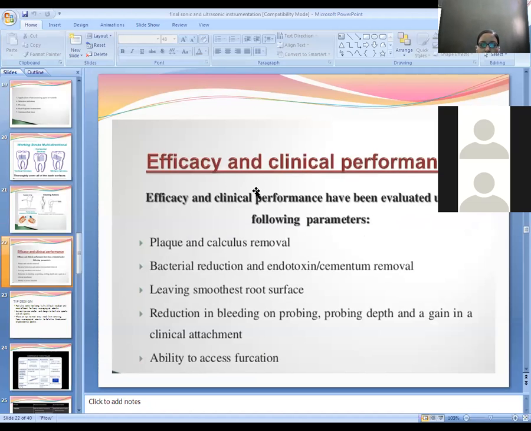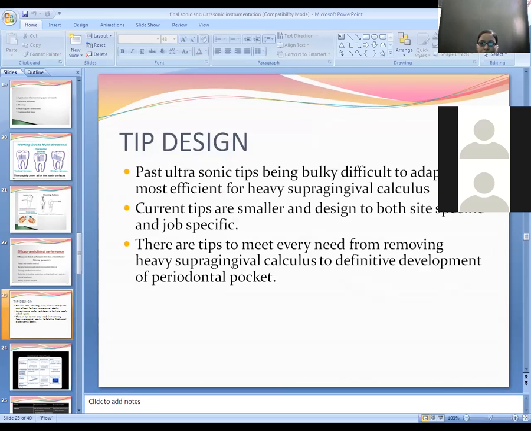Then the efficacy and the clinical performance. The efficacy and the clinical performance have been evaluated under the following parameters. The first is plaque and calculus removal, then bacterial reduction and endotoxin cementum removal, then leaving the smoothest root surface, then reduction in bleeding on probing depth and the gain in clinical attachment, and the ability to assess the percussion.